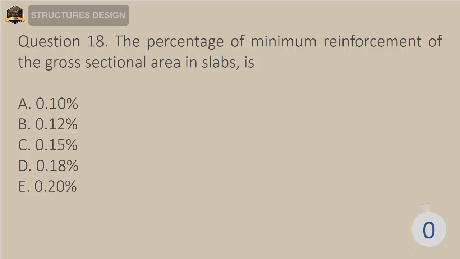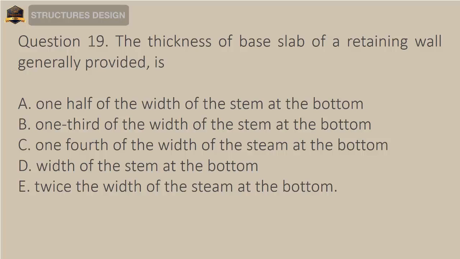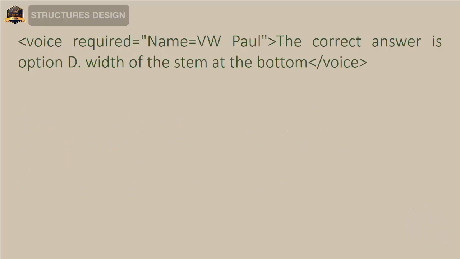The correct answer is option C, 0.15%. Question 19. The thickness of base slab of a retaining wall generally provided is A, 1/2 of the width of the stem at the bottom, B, 1/3 of the width of the stem at the bottom, C, 1/4 of the width of the stem at the bottom, D, width of the stem at the bottom, E, twice the width of the stem at the bottom.